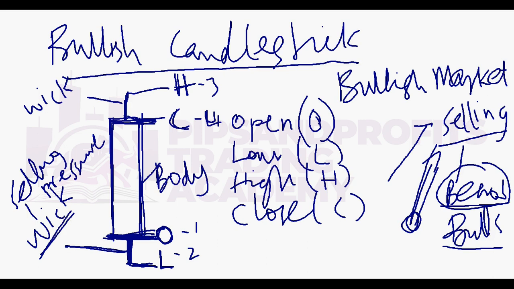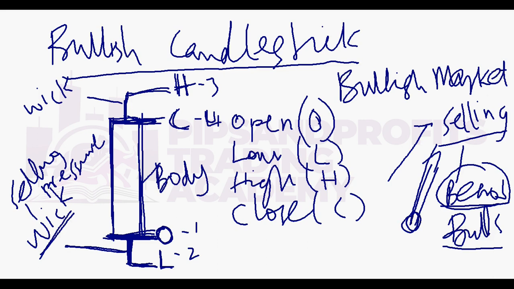Now, let's look at the upper wick. What does the upper wick speak of? The upper wick is the distance between the close and the high of a bullish candlestick. We are looking at a bullish candlestick over here. What does that wick communicate?